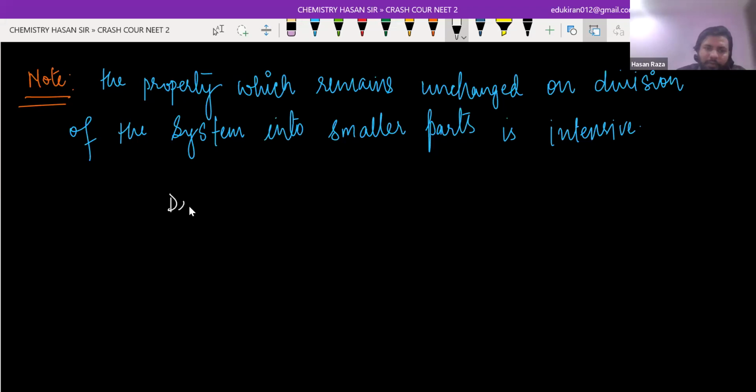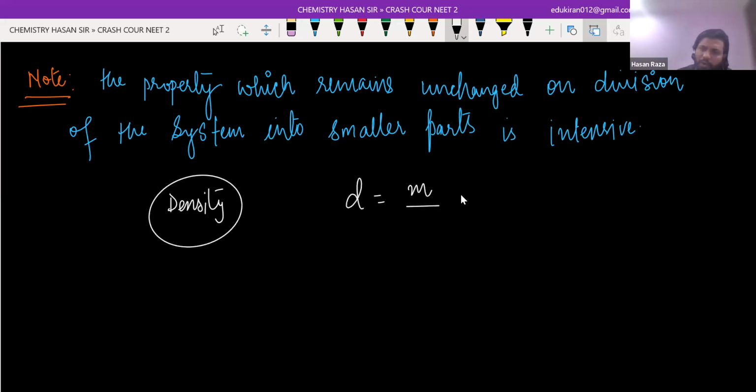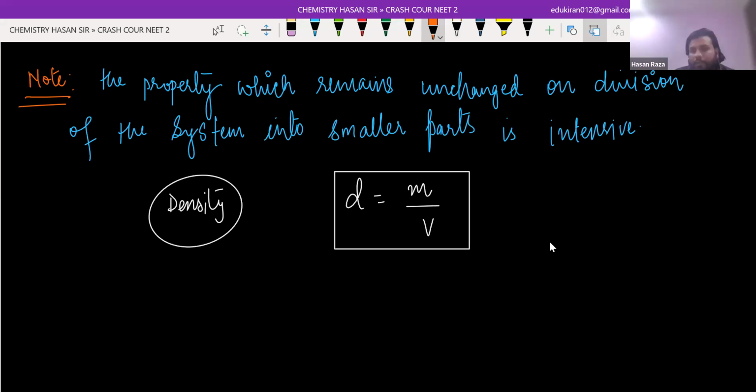Okay, can anyone tell me whether density is intensive or extensive? If you know the formula of density, density is equal to mass upon volume, right? Now you can see, if you divide the system in half, the volume is halved, and the mass will also be divided into half. Yes or no? Very good.